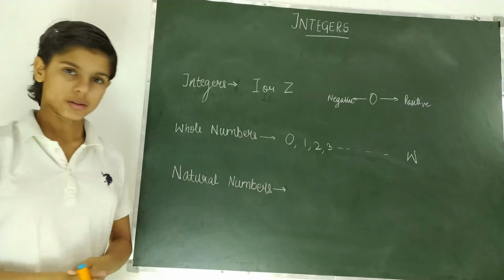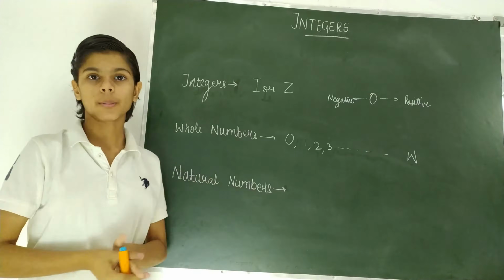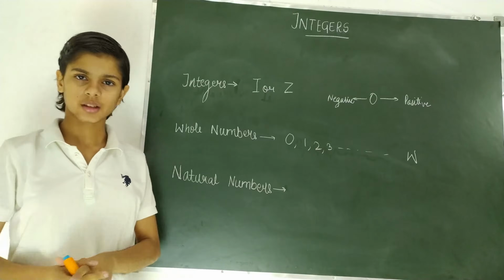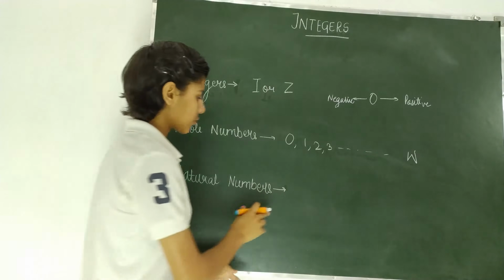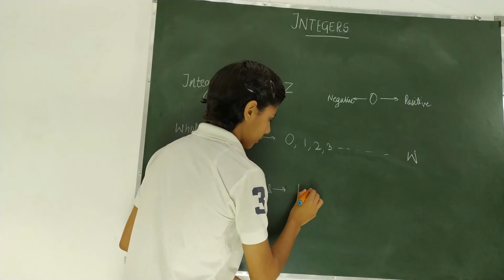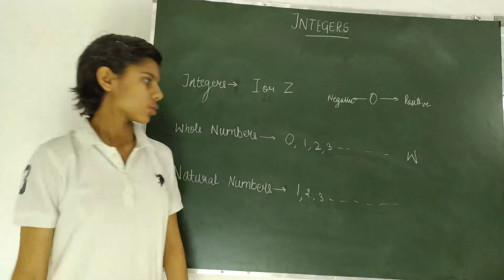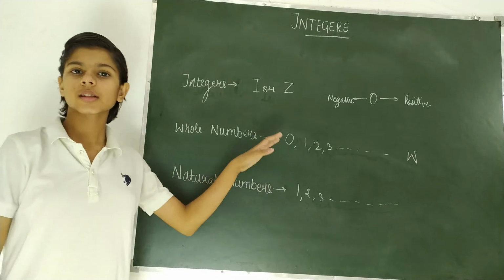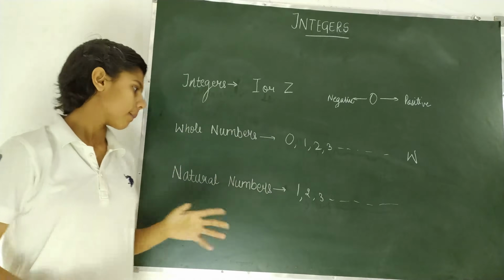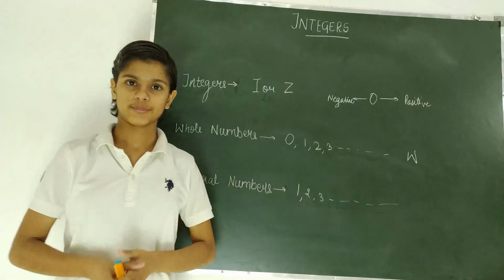Then natural numbers. Natural numbers and whole numbers have a very small difference. Natural numbers start from 1, 2, 3 and then extend till the last. So the difference is this: whole numbers include 0 also, but natural numbers start from 1.